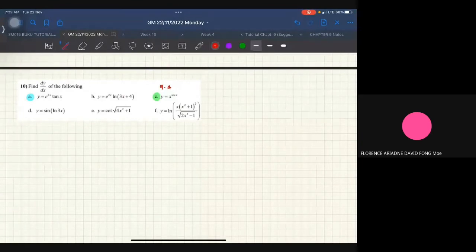Right. So, our u is gonna be e power of 2x. So, u kita is e power of 2x. And then our v is the rest lah yang dekat belakang, which is tan x.